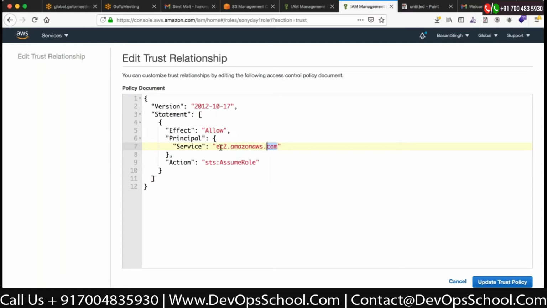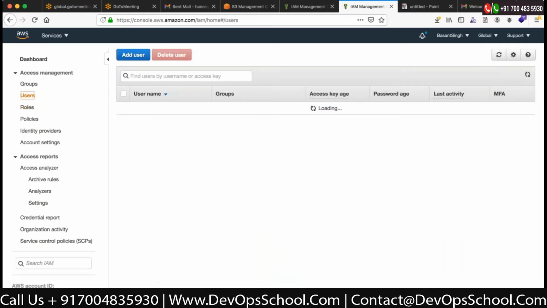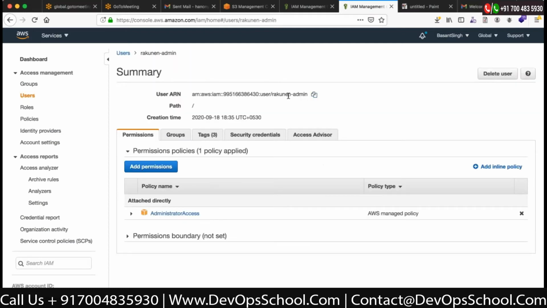So what will happen? I have to give a complete resource ARN, that means a complete ARN of Kanan, like the ARN you have on users. You click on any of the users, you have that ARN, and then you have a user and then an account.